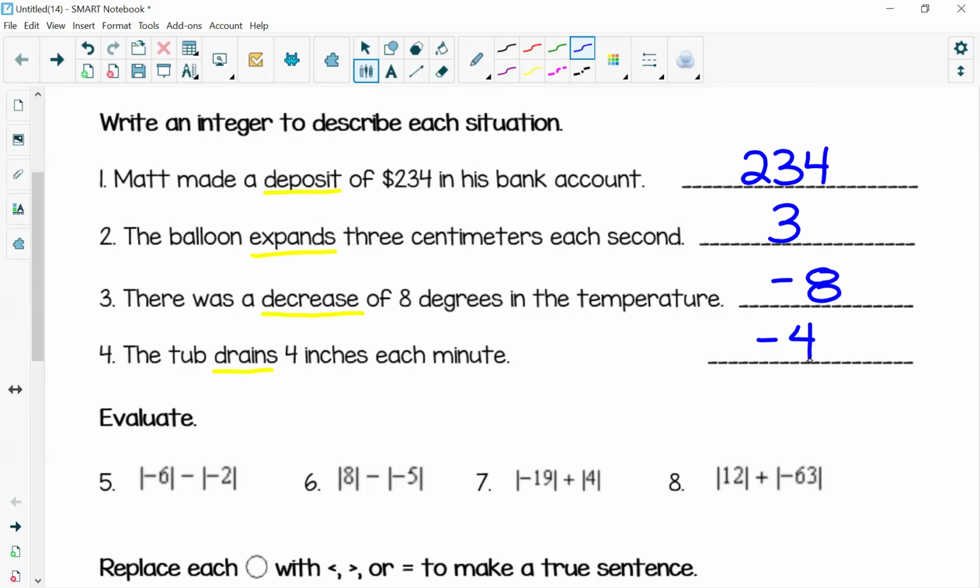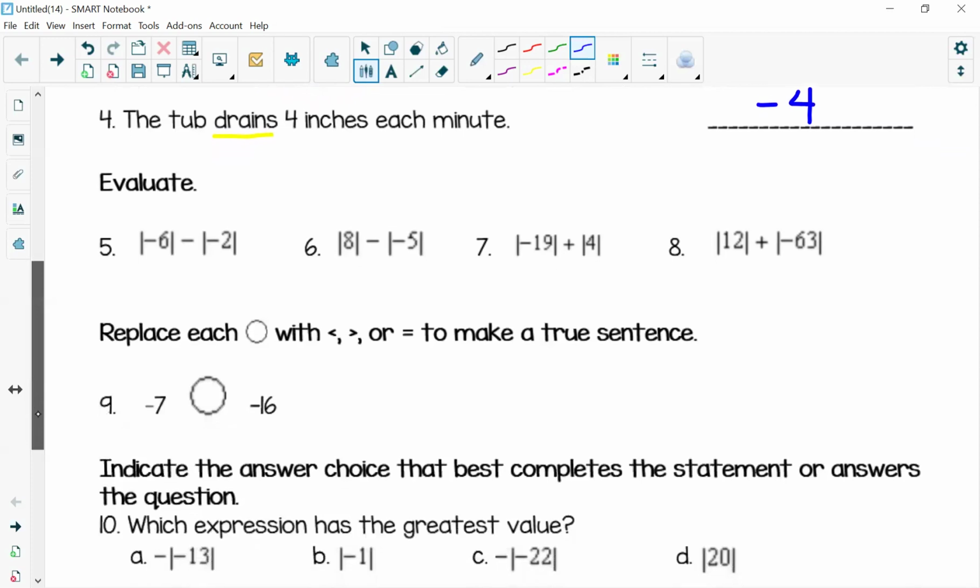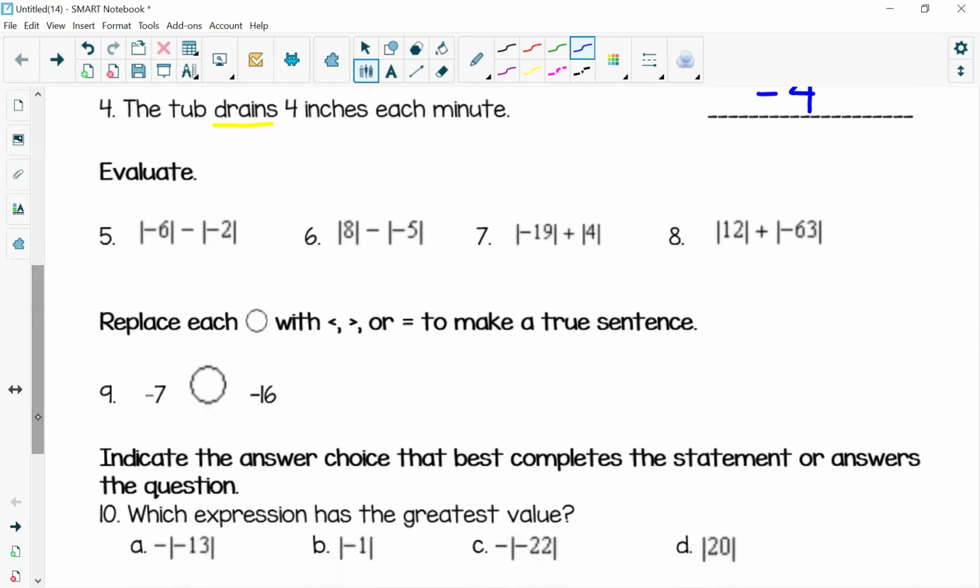All right, so next we are moving down to absolute value, and it says evaluate. Now remember, absolute value is the distance to zero. It will always be a positive number. Okay, so we have the absolute value of -6 is 6. The absolute value of -2 is 2. Bring my subtraction sign down. 6 minus 2 equals 4. Absolute value of 8 is 8. Absolute value of -5 is 5. Bring my subtraction down. 8 minus 5 equals 3.